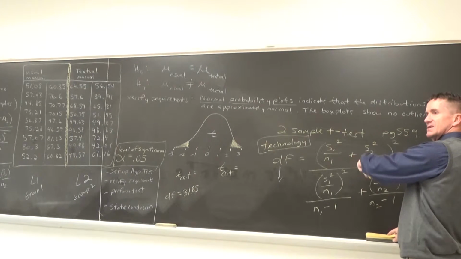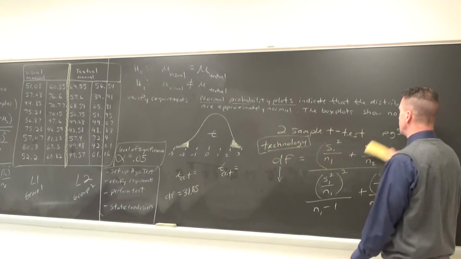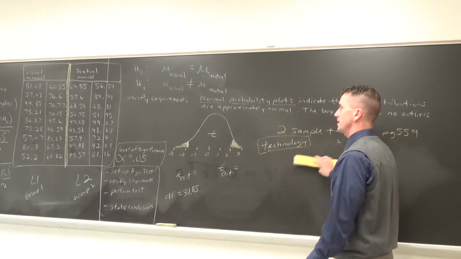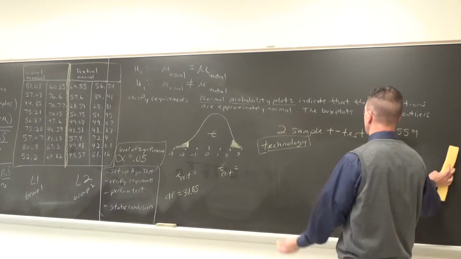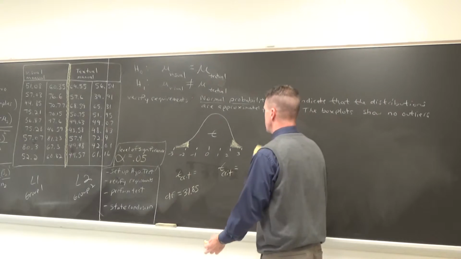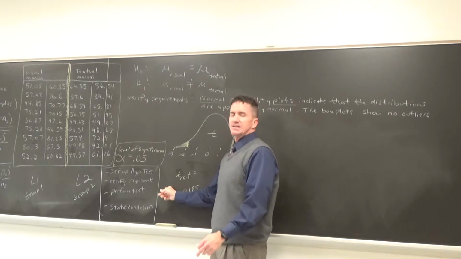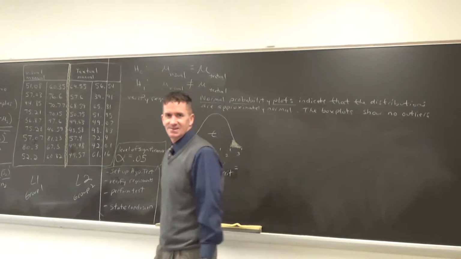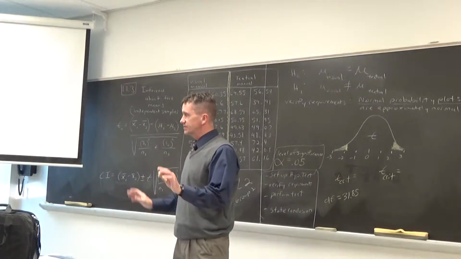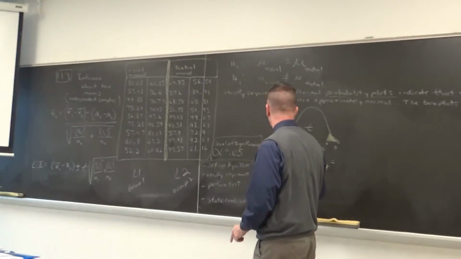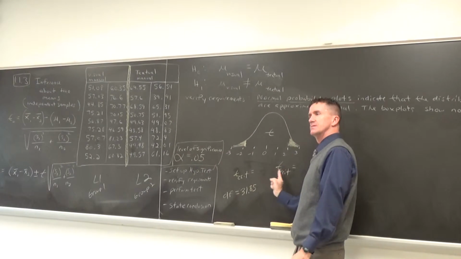Can I erase this thing? I do want to point out, it will always compute that for you. But if someone didn't have this computer or calculator, then they could have just used sample size 18, degrees of freedom 17. They'd have been close enough anyway. So, I've got that.